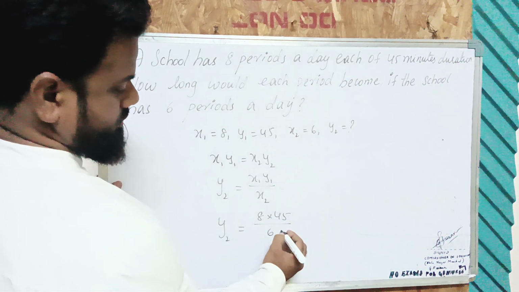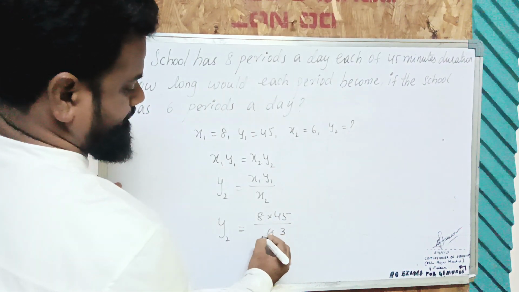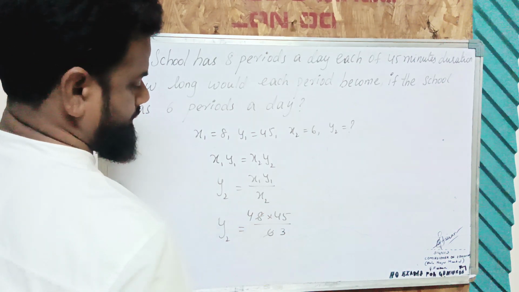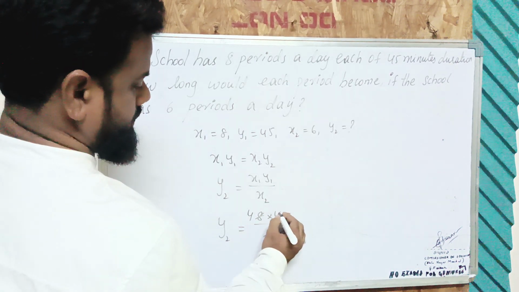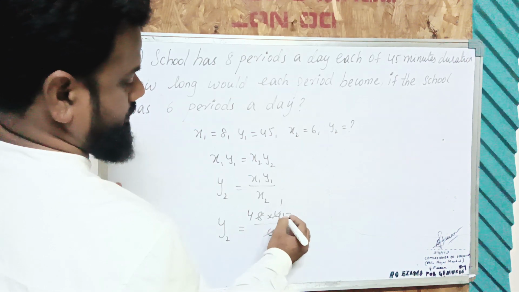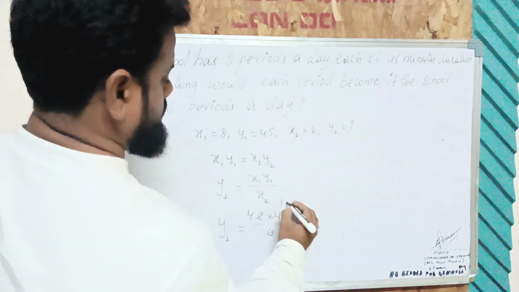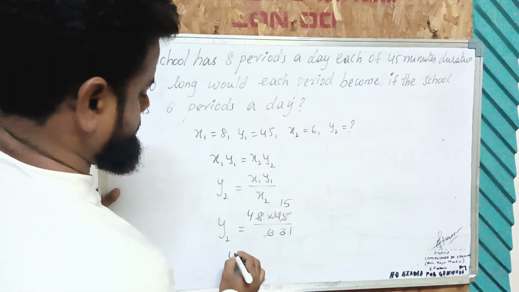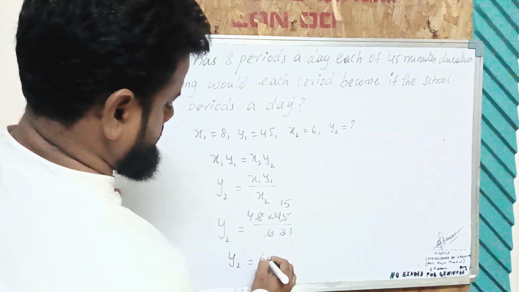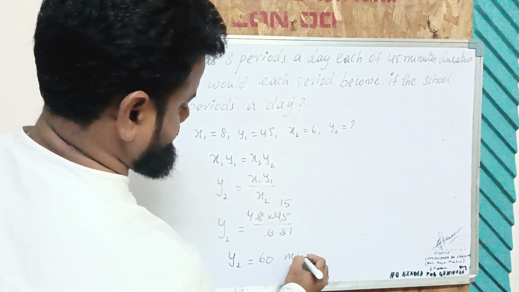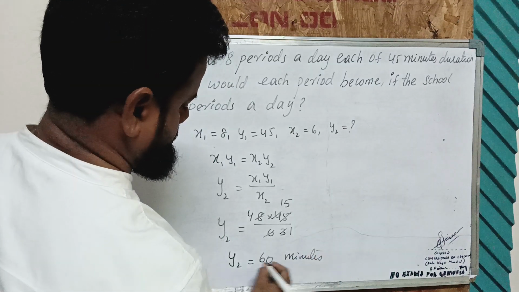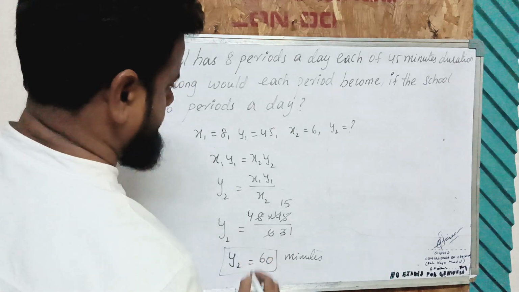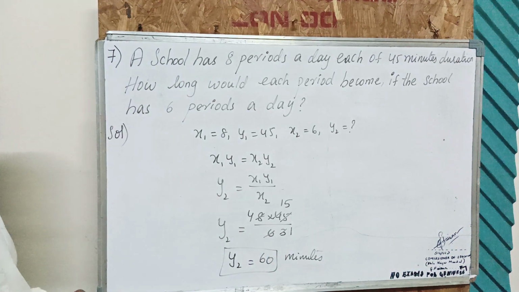Let's calculate this. 2 3s are 6, 2 4s are 8, 3 1s are 3, 1 remains, 1 and 5 makes 15. So 3 5s, 4 into 15 is 60 minutes. So each period will be of duration 60 minutes. Please make a note of this.